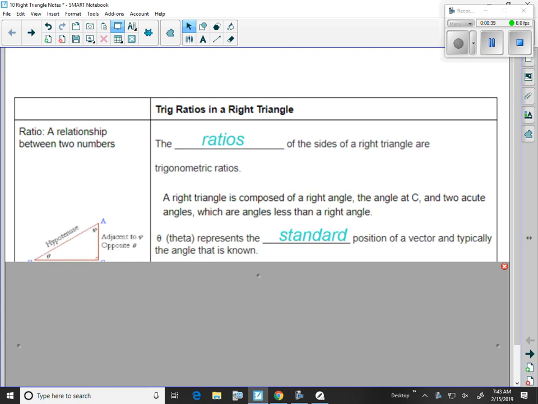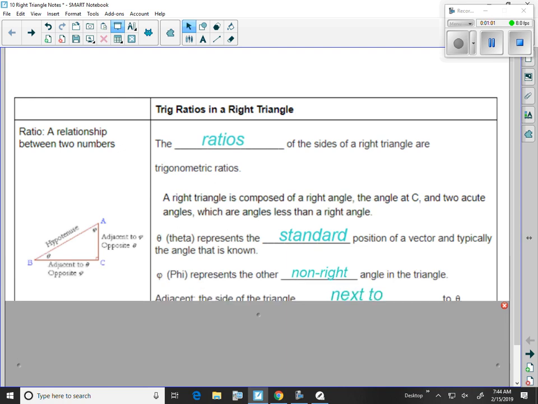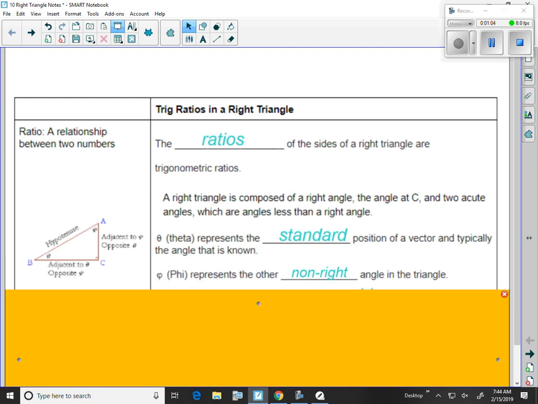Okay, so obviously a right triangle has a right angle in it. But our other two angles, one of them will be labeled theta. Theta is almost like a slanted zero with a line through it. It represents the standard position of your vector, so the line that would extend from the unit circle, basically. And then the other angle, sometimes you'll see phi, sometimes you'll see the Greek letter alpha. It just depends. But regardless, that other angle, the one that's not theta, is the non-right angle that's left over once you do the right angle and you do theta.